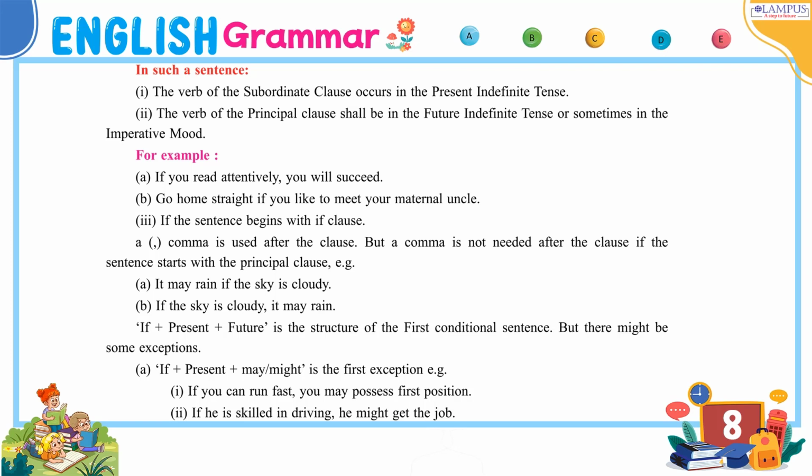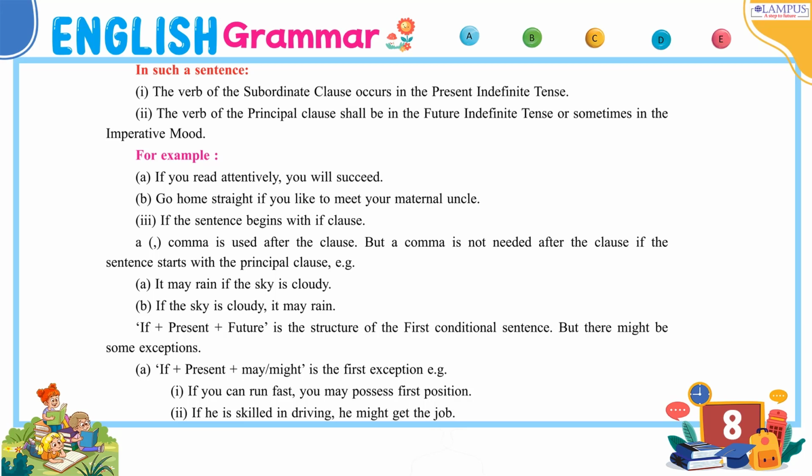3. If the sentence begins with the if clause, a comma is used after the clause. But a comma is not needed after the clause if the sentence starts with the principal clause. Example, A. It may rain if the sky is cloudy. B. If the sky is cloudy, it may rain. If plus present plus future is the structure of the first conditional sentence. But there might be some exceptions.